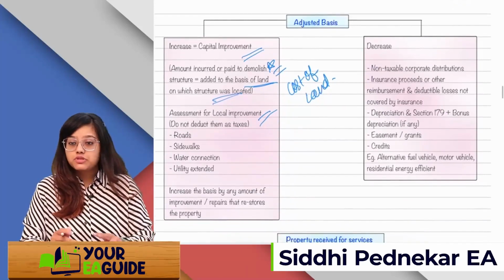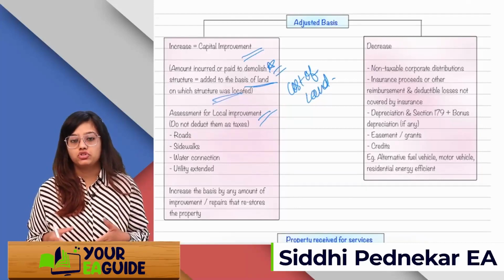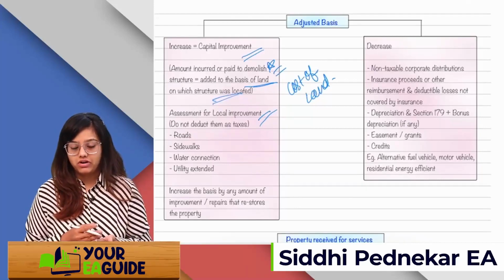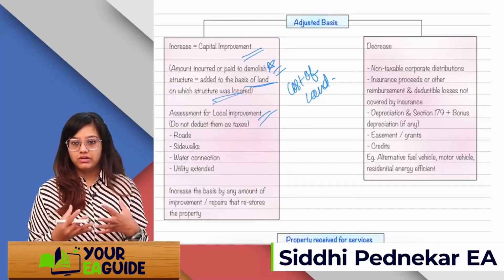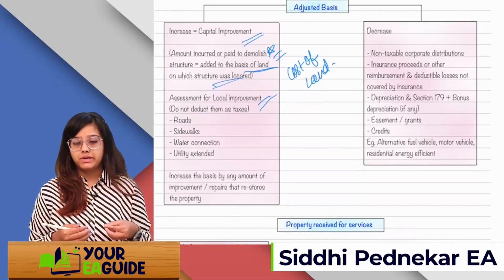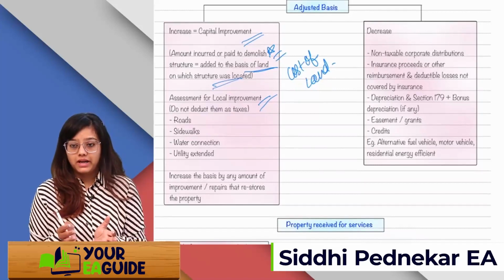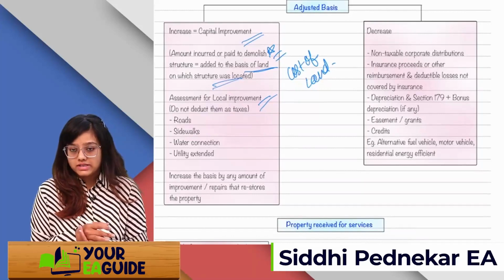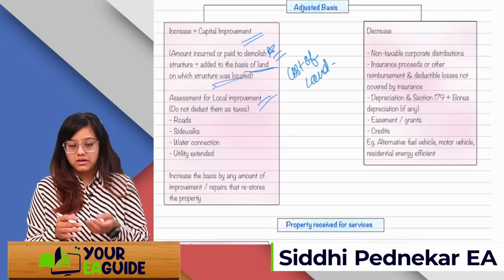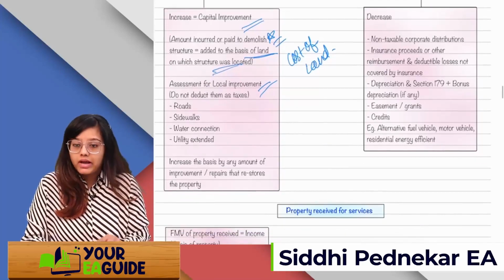Next is insurance proceeds or other reimbursement and deductible loss not covered by insurance. If there is a loss on your land and building, if you have incurred a certain loss and you are receiving the reimbursement or some insurance proceeds, you are going to reduce it, right? And any deductible losses that are not covered by insurance. Apart from that, if there are any extra losses which are not covered by insurance, you're going to reduce it.